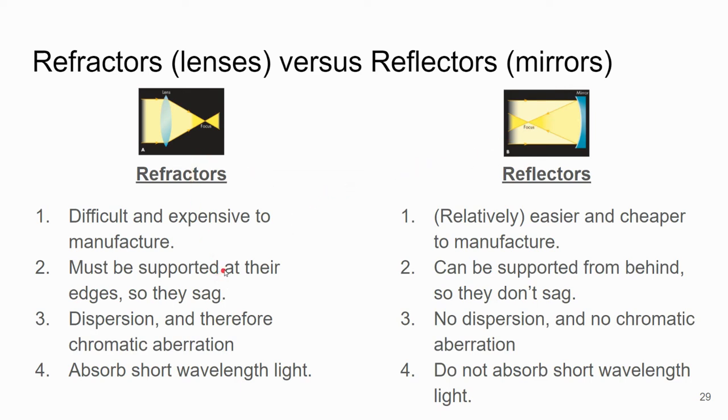Now, the fourth point: refractors absorb short wavelength light. The glass blocks the UV light. It kind of eats up the UV light. So that's no good for doing UV astronomy, obviously. Whereas mirrors don't have that problem, so they're more versatile.